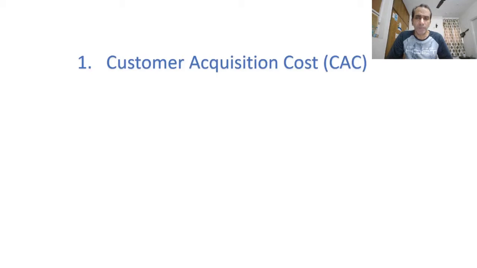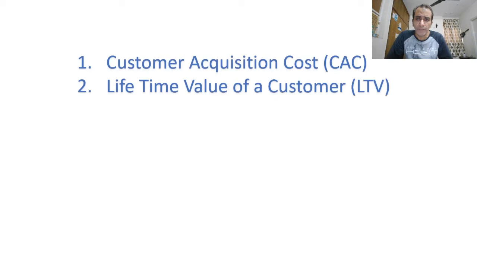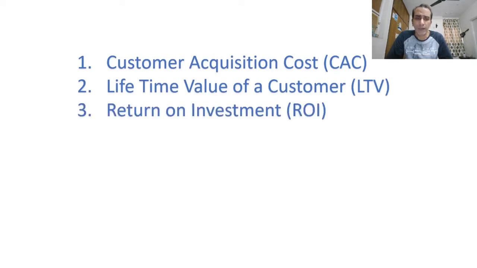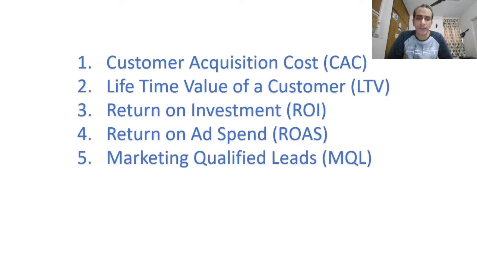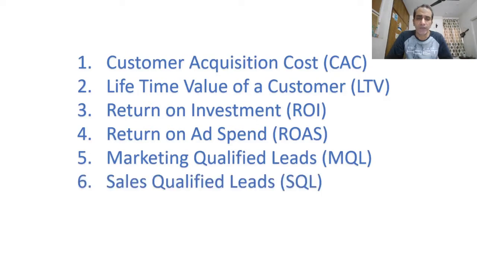There are several important marketing KPIs, or even digital marketing KPIs if you want to say so: customer acquisition cost or CAC, lifetime value of a customer LTV, return on investment ROI, return on ad spend ROAS, marketing qualified leads MQL, sales qualified leads SQL, and conversion rate. Well, there can be many more KPIs, but we will focus on these 7 KPIs. These are really important. So let's see in detail what these are.